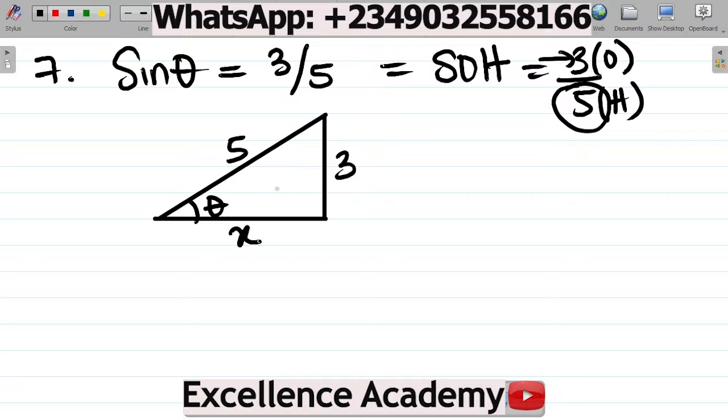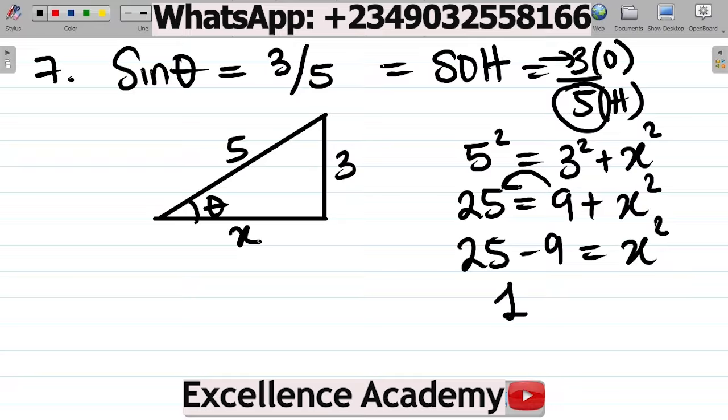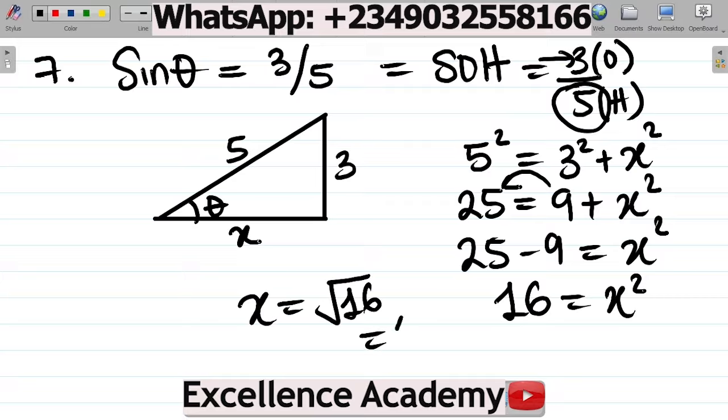Let's call this x. From Pythagoras theorem, the square of the hypotenuse, 5 squared, is equal to the sum of the other two sides squared, 3 squared plus x squared. 5 squared is 25, equal to 3 squared, which is 9, plus x squared. Move this over here. 25 minus 9 is 16, equal to x squared. To get x, we take the square root of 16, which is 4. So we've gotten the value of x as 4.